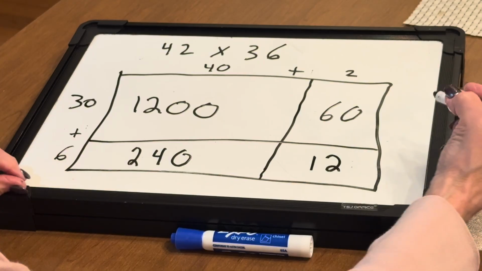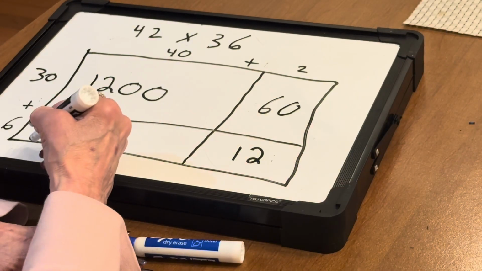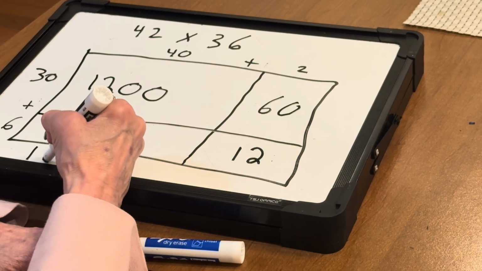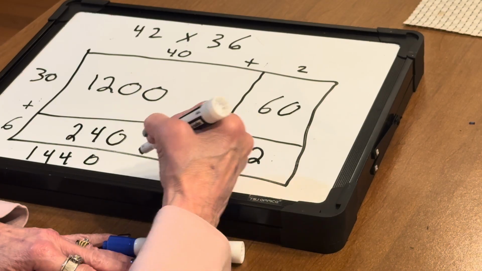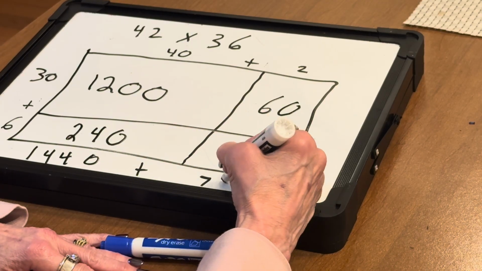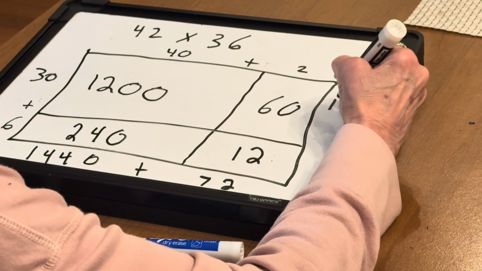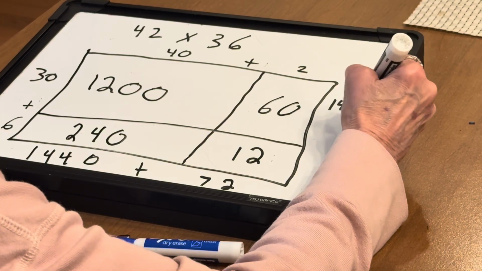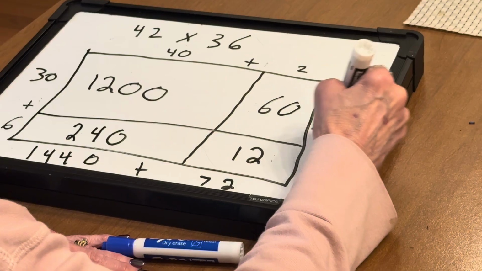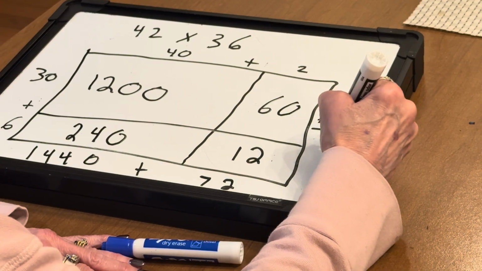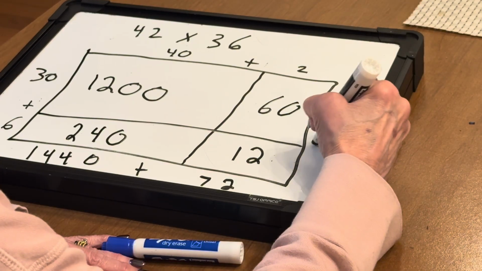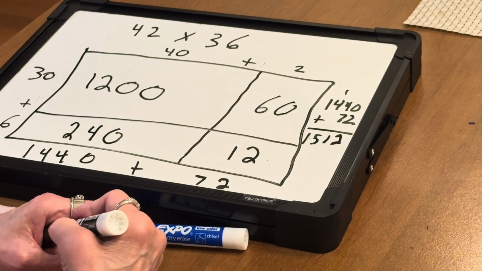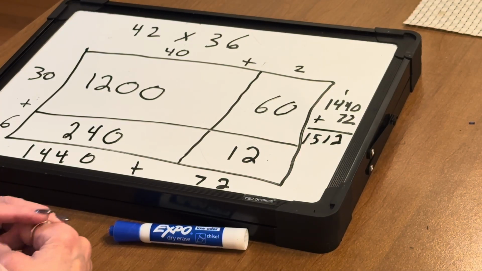All right, so if I wanted to add down, I would have 1440 plus 72. So then I could come up here and write 1440 and 72. Add those up. And I get 1,512. Okay?